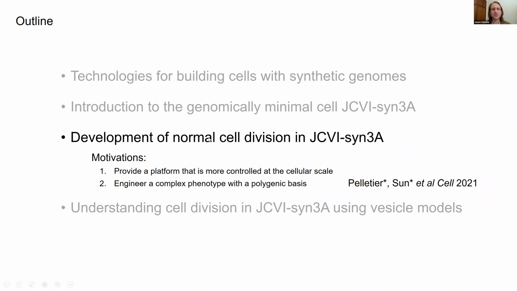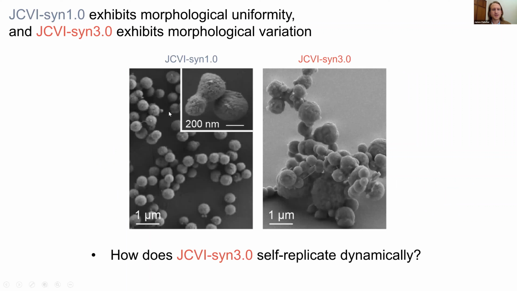This work, on the development of normal cell division, was recently published, and I'll describe that work now. These are higher resolution views of Syn 1.0 and Syn 3.0, and note that these scanning electron micrographs are shown at the same scale. In Syn 1.0 there's very low variability in cell size and shape, whereas in Syn 3.0 some of the cells are multiple microns in diameter.